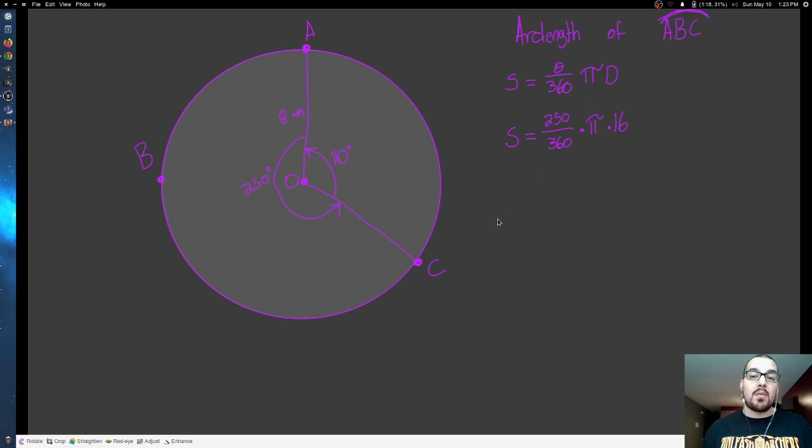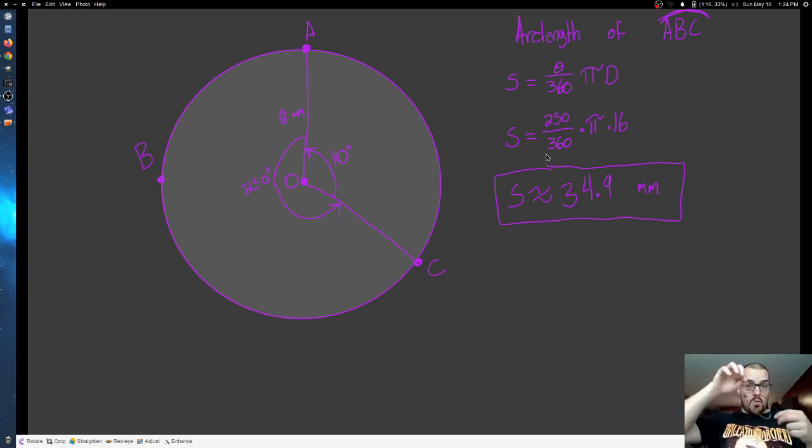Remember, it's times the diameter when you're doing arc length. So then, I'm just going to have you round this to the nearest tenth. Don't even have to give it in terms of pi. 250 over 360, you can even hit enter, times pi, enter, times 16, enter. So you get a total of 34.9 millimeters. Arc length is measured in a linear measurement because it's literally that length around it. It's, again, picture taking string, wrapping it around the circle, and then just measuring the length of string you would need.